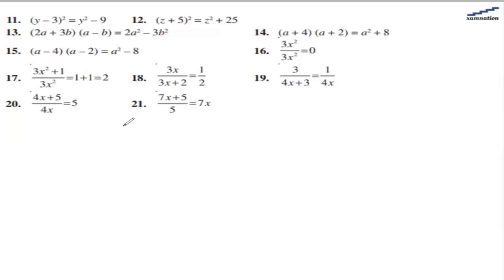For 16th part, we have 3x square divided by 3x square, and that is equal to 0. So as you can see, both numerator and denominator are same. So they will basically cancel, all the factors will cancel, and that will give us 1. So the right hand side should be 1 instead of 0.